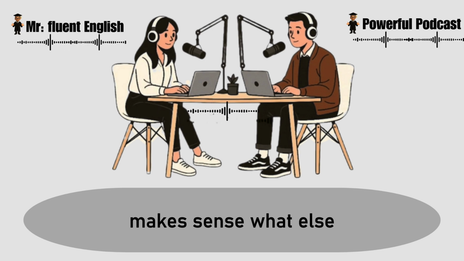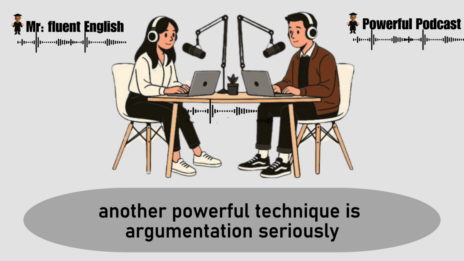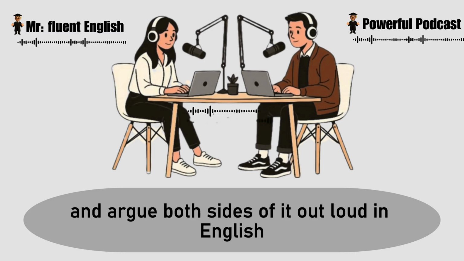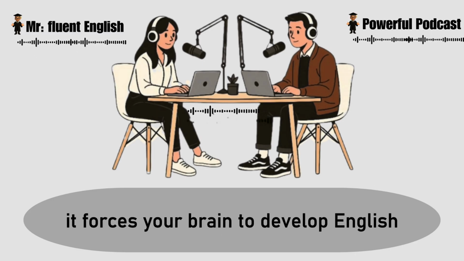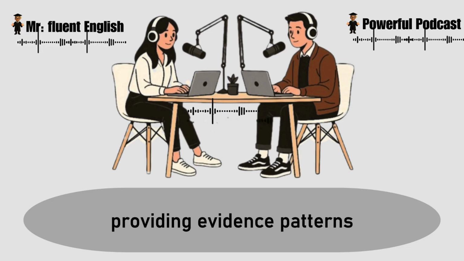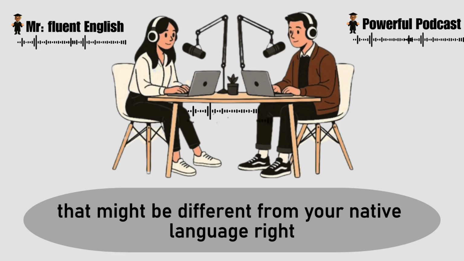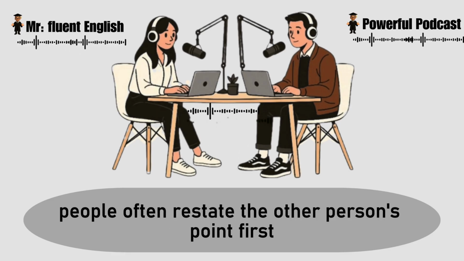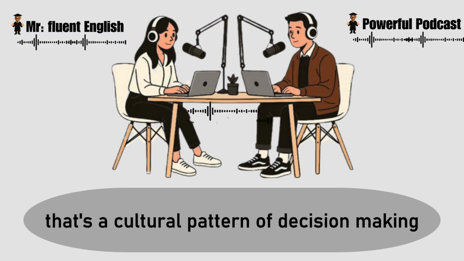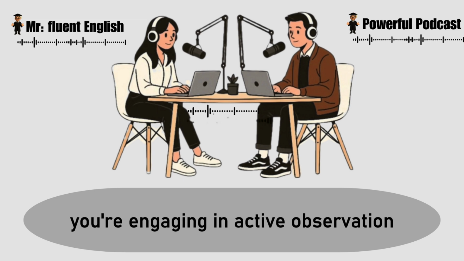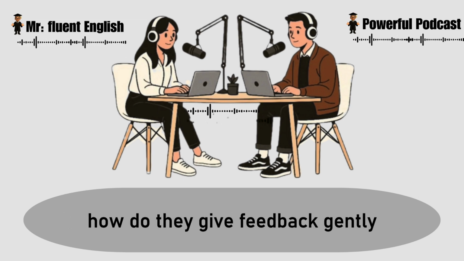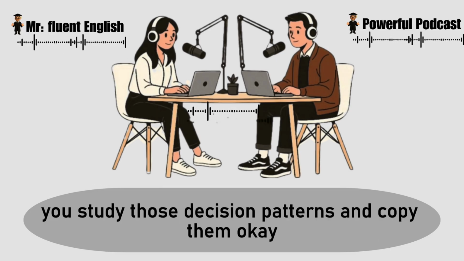Makes sense. What else? Another powerful technique is argumentation. Seriously, pick a complex topic, maybe something controversial, and argue both sides of it out loud in English. Both sides. Why? It forces your brain to develop English ways of reasoning, structuring arguments, providing evidence, patterns that might be different from your native language. Right, like how in English debates, people often restate the other person's point first before disagreeing. That's a cultural pattern of decision-making. Exactly. You're engaging in active observation and then mimicking those structures. How do native speakers handle conflict? How do they give feedback gently? You study those decision patterns and copy them.